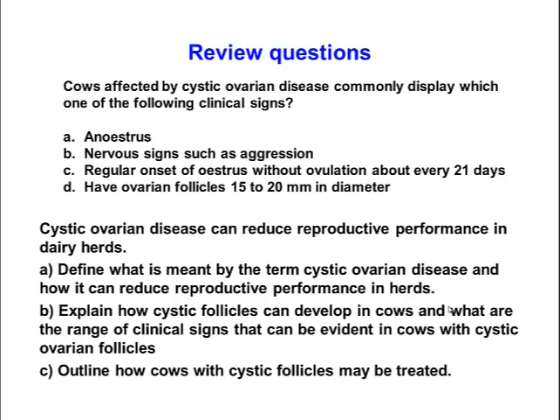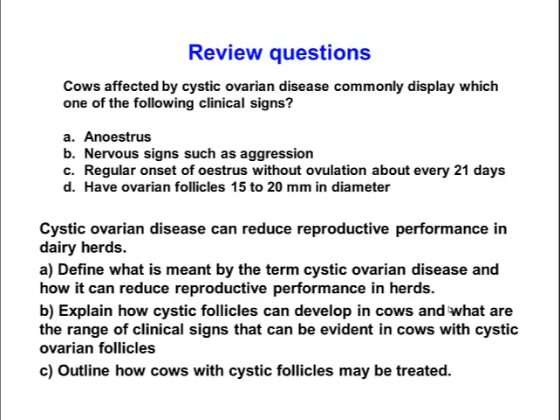Another problem that can occur: if the cows show erratic estrus behaviour, then farmers may inseminate them a number of times, and of course they'll fail to get pregnant, so this can be a cause of semen wastage as well. How do cystic follicles develop in cows, and what is the range of clinical signs that can be evident in cows with cystic ovarian follicles?